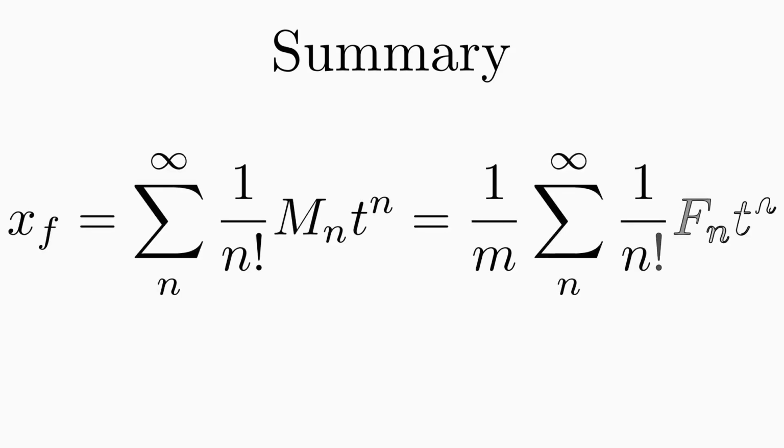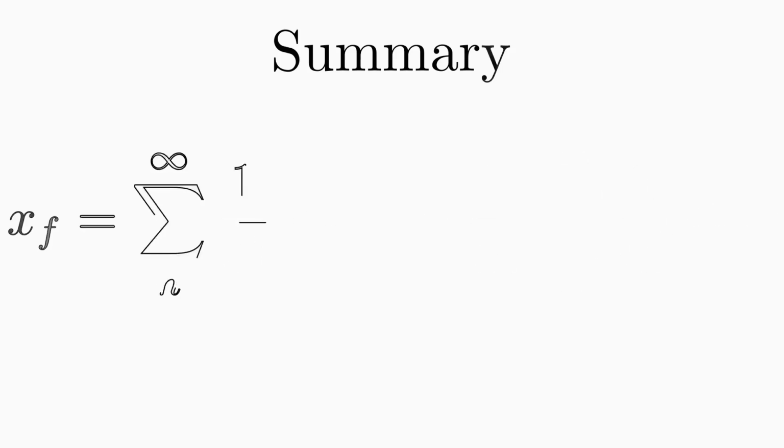In summary, to find the position of a body with many motions or forces at time t, you can use this formula, which results in a polynomial expression in t, and by evaluating the polynomial at time t, you can find the position of the body at that time.